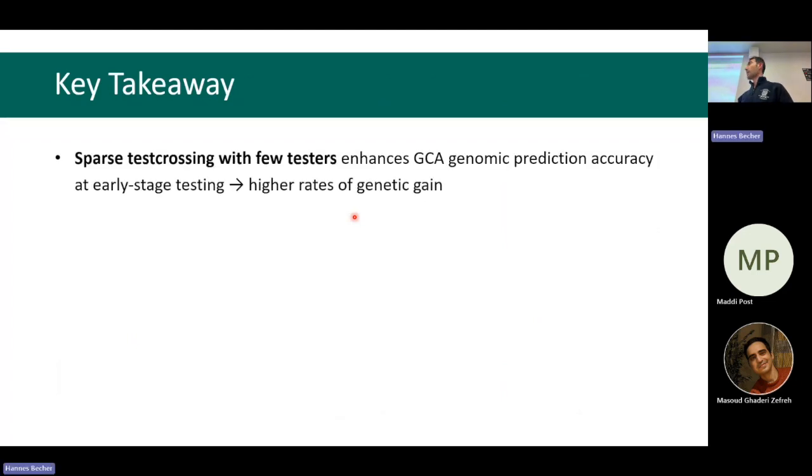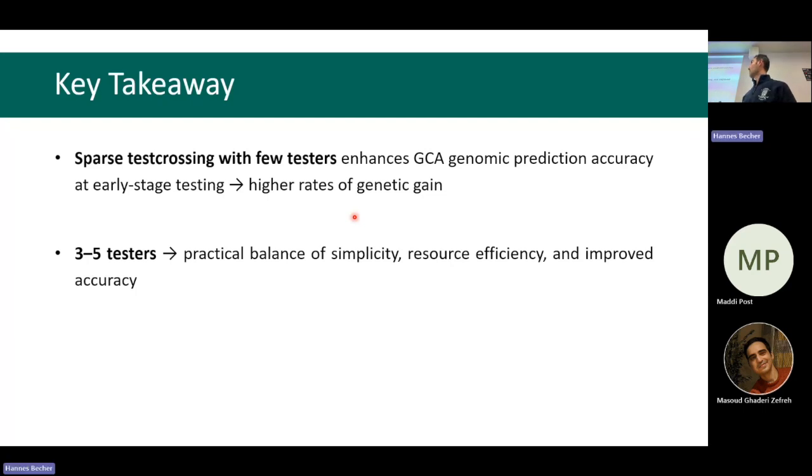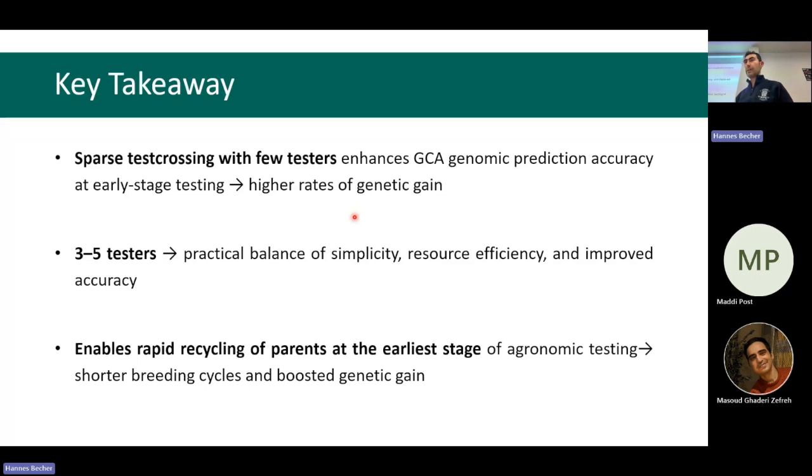Okay, so basically we show that sparse crossing with few testers enhances the accuracy of the estimate of the general combining ability, and that translates into a higher rate of genetic gain. With 3 to 5 testers, we think there is a practical balance between simplicity, resource efficiency, and improved accuracy to estimate the GCA. That might enable rapid cycling for the breeders, to cycle parents at the early stage, the first step of agronomic testing, and that potentially shortens the breeding cycles and boosts the genetic gain.